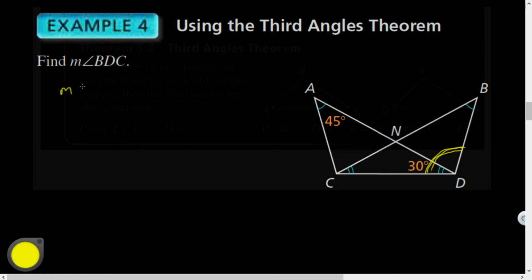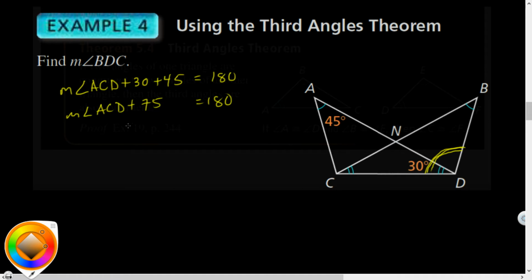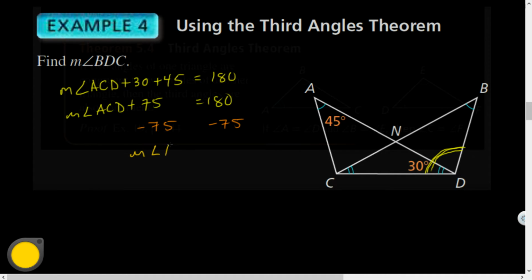So you're saying that the measure of angle ACD plus the 30 and the 45 is equal to 180? Do you guys agree? Let's see, so that's plus, what's that, 75 equals 180. And then what do I do to find that measure? Well, we subtracted, like you said, eventually. And so I get 105 degrees. But which angle is 105? That's this angle.